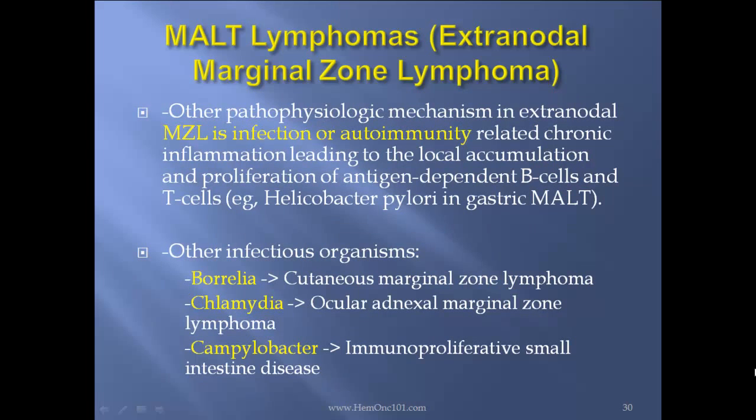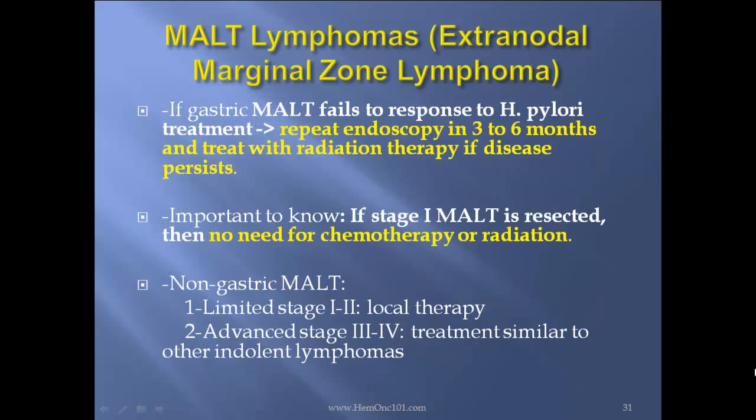Other pathophysiologic mechanism in extranodal marginal zone is infection or autoimmunity-related chronic inflammation leading to local accumulation and proliferation of antigen-dependent B cells and T cells, such as H. pylori and gastric MALT. Other infectious organisms include Borrelia, cutaneous marginal zone; Chlamydia, ocular adnexal marginal zone; and Campylobacter, small intestine marginal zone.